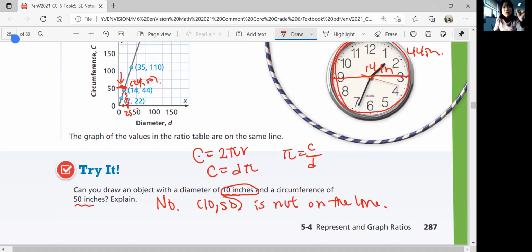Even though it's very close, if you zoom in on the graph, it's not even close. It's not on the line. If it's not on the line, it is not equivalent. Okay. So it's not equivalent to pi.